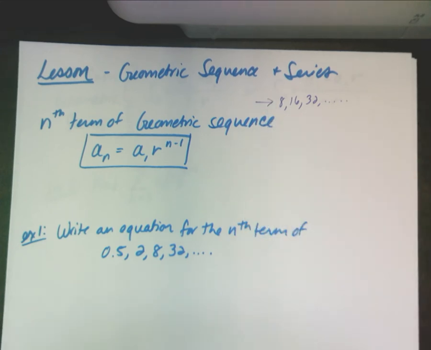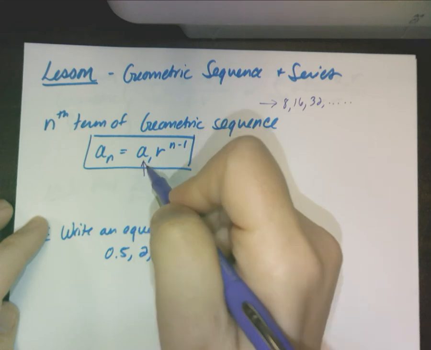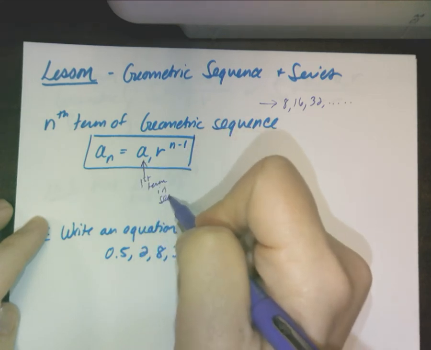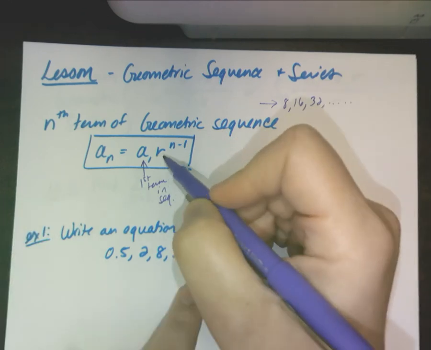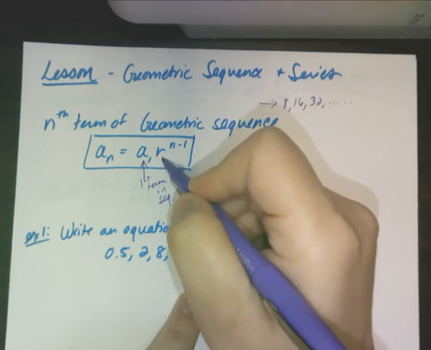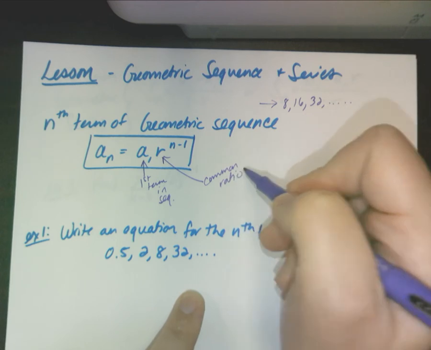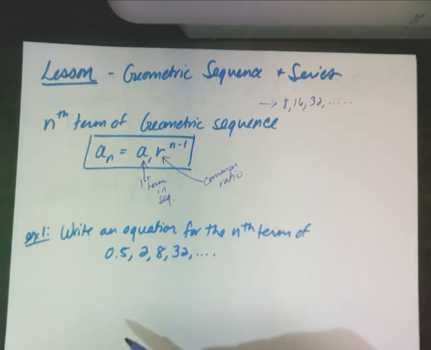Okay, and again, let's just go over these parts. This would be your first term in the sequence. So this would be like my number 8. R represents the word common ratio. Common ratio. So that ratio would be what you're multiplying by.